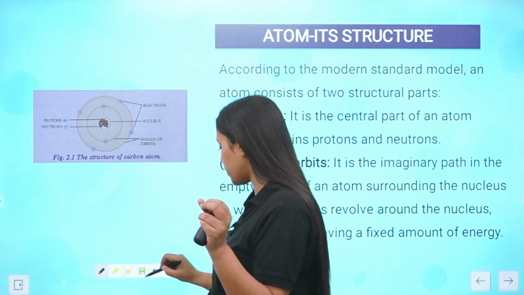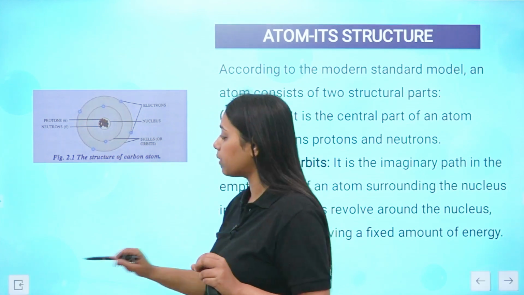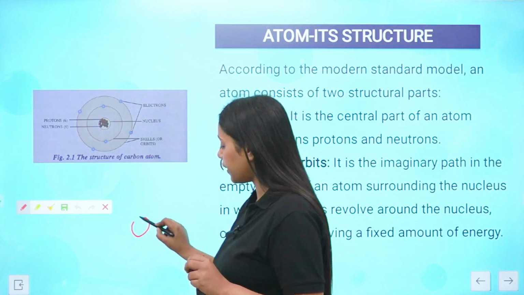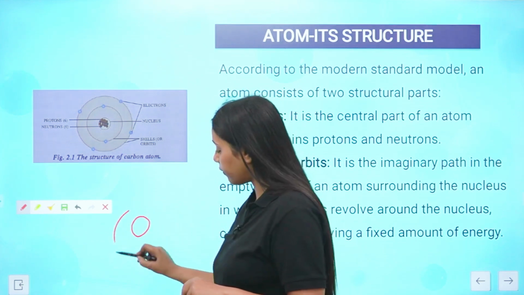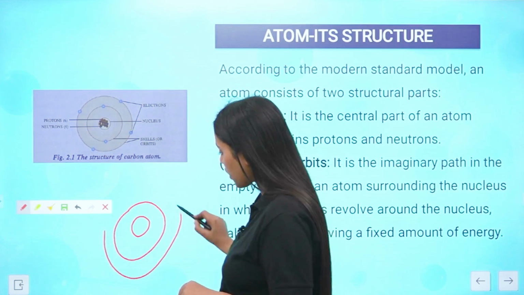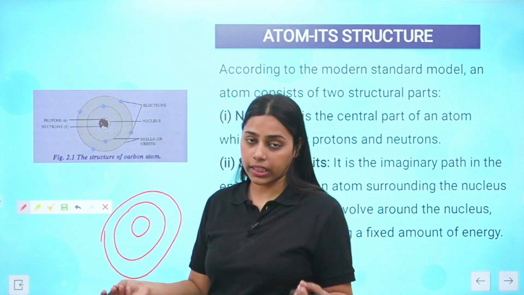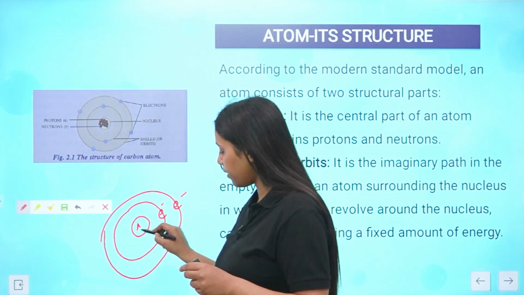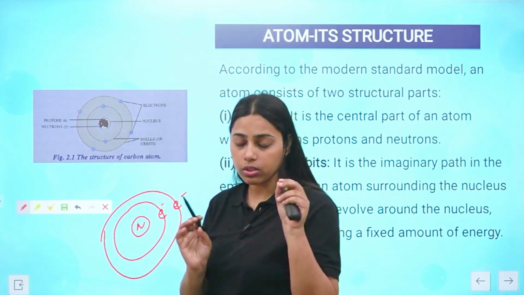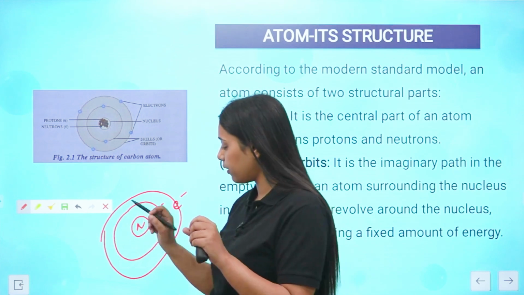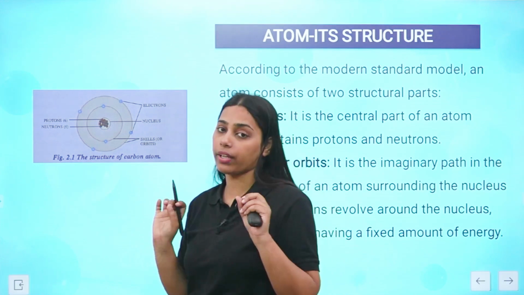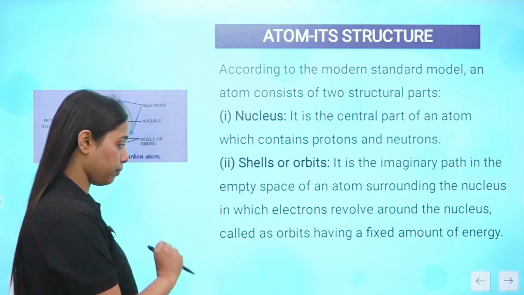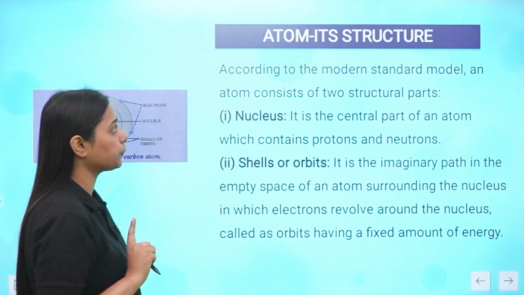I hope you have understood how you represent an atom. An atom in simple terms will have one central nucleus surrounded by imaginary paths, which are concentric rings in which electrons will be present, and this N represents the nucleus. For this understanding, this is a standard model of an atom. These paths have fixed energy. Be concerned about this fact too.